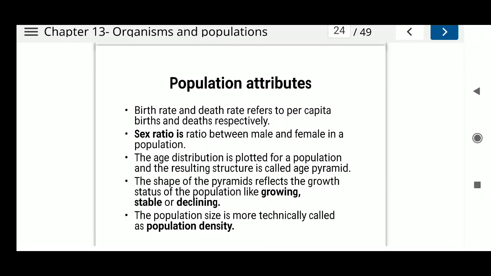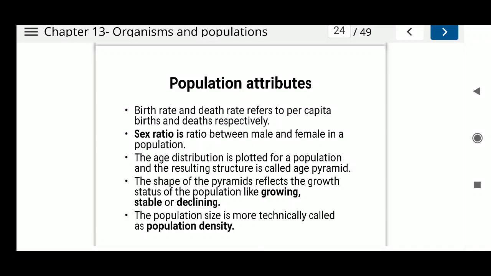So then the birth rate will be 8 upon 20, means how many new were added and the initial amount. So it is equal to 0.4 offsprings per lotus per year. So this is how we calculate the birth rate. How? The number of new individuals added upon the number of initial individuals. So by this we are able to find the birth rate.